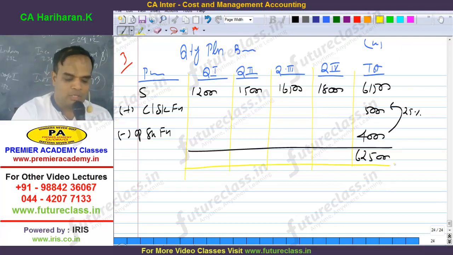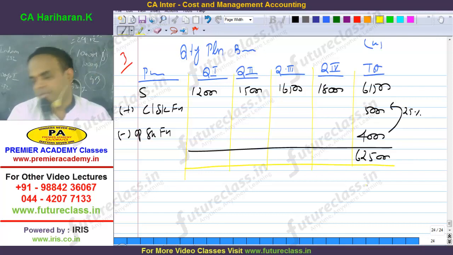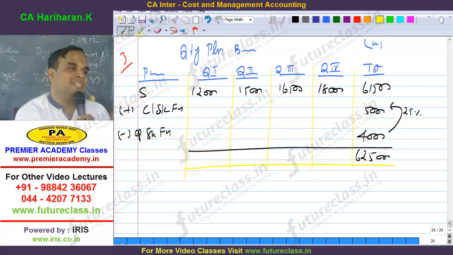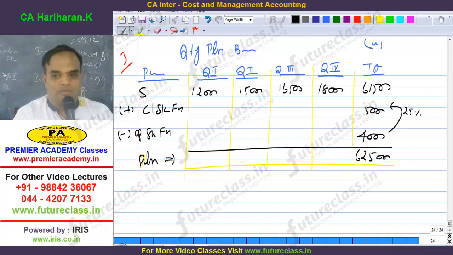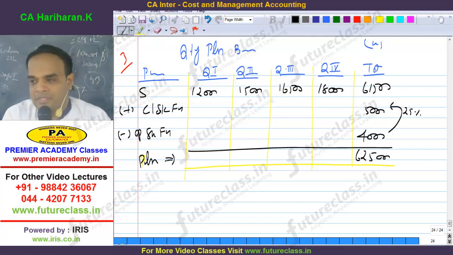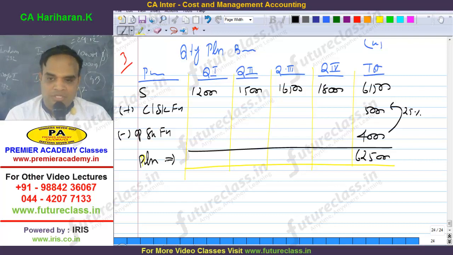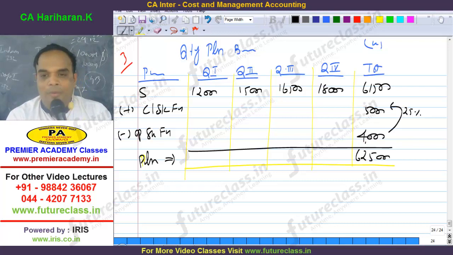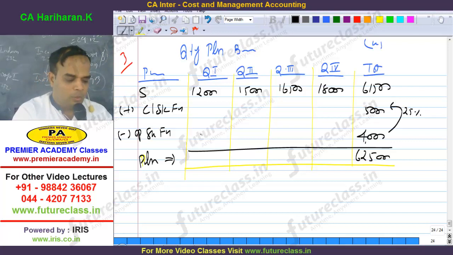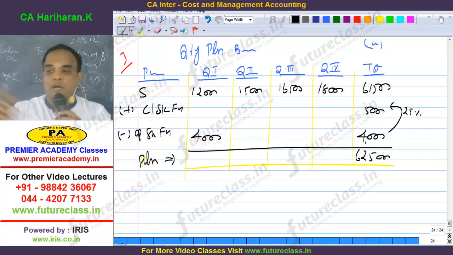How many have understood the total production? Clear? Now, but we need a quarter-wise breakup, or not? So, we have to compute the production quarter-wise. How to split into quarters? Now, for that purpose, a clue is available. Before that, you should know opening stock of 4,000 is there, no? Opening stock always belongs to the beginning of the period. Therefore, opening stock for the first quarter is equal to 4,000. Closing stock always represents the end of the period.